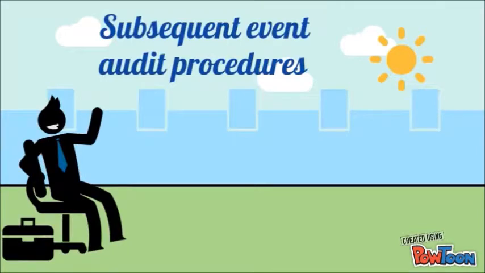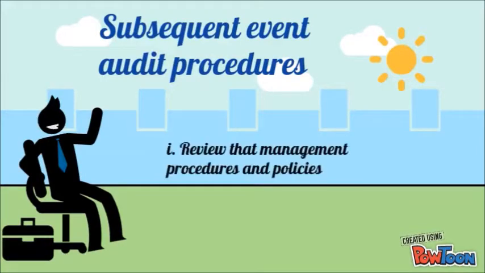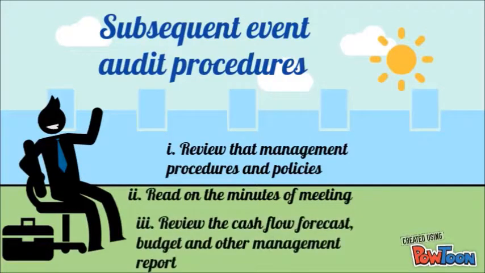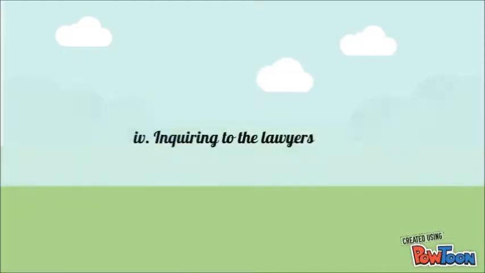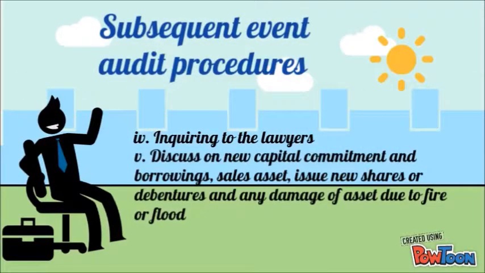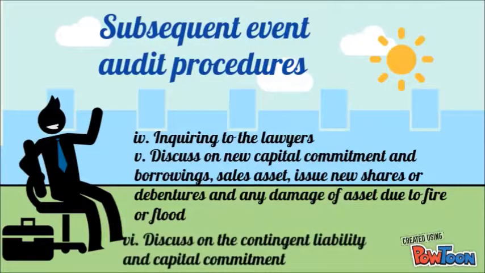Subsequent event audit procedures. Review that management procedures and policies have been established to ensure the subsequent events are identified. Read the minutes of meetings. Review the cash flow forecast, budget and other management reports. Inquire of the lawyers. Discuss with the management on new capital commitments and borrowings, sale of assets, issue of new shares or debentures, and any damage of assets due to fire or flood. Discuss the contingent liability and capital commitment.